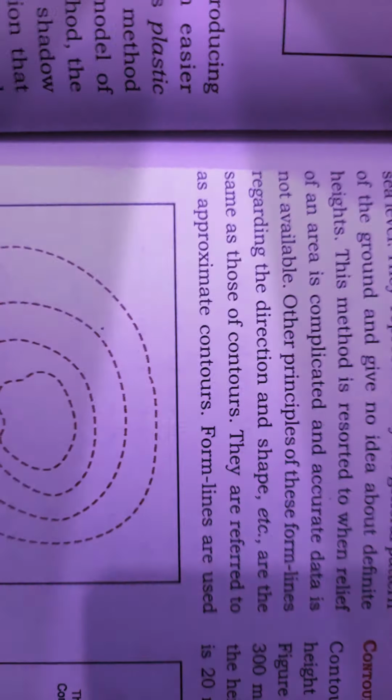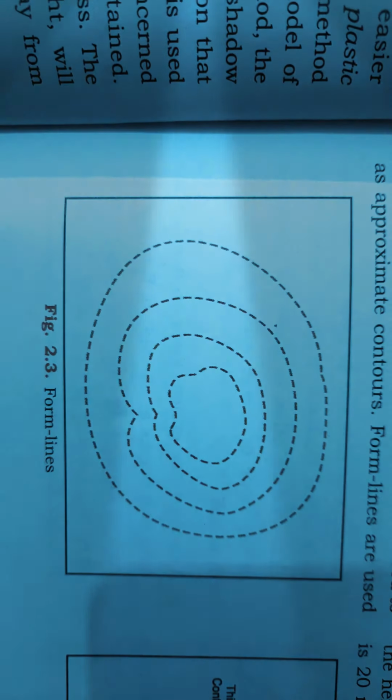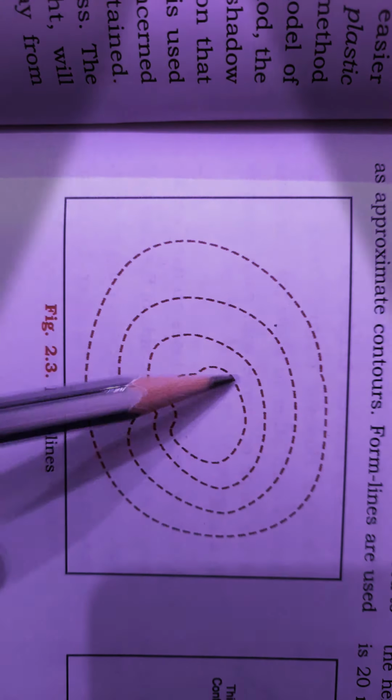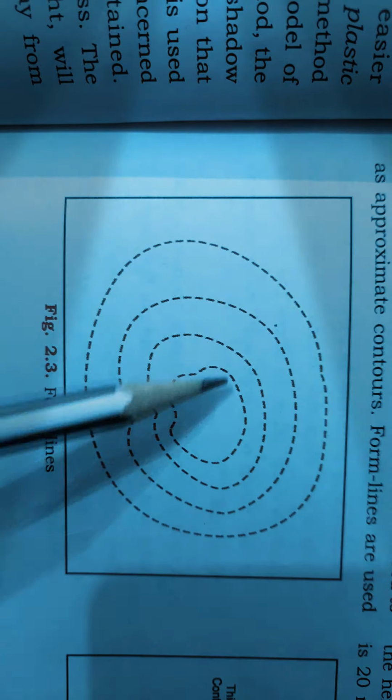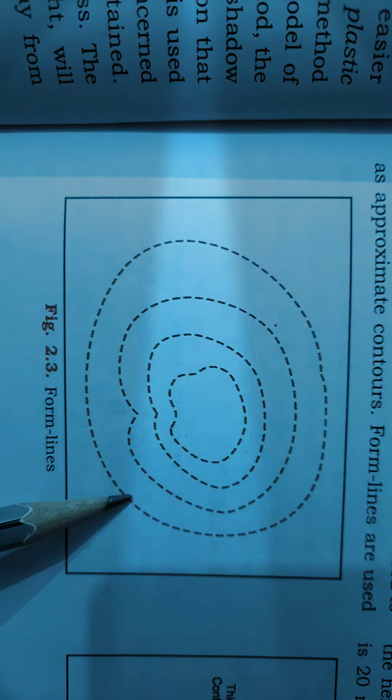Now we are learning about the form lines. What are the form lines? As you can see, this is a form line. Form lines are short disconnected lines drawn down the contour. As the contours are drawn, so far these are drawn. But these are short disconnected lines, broken lines.